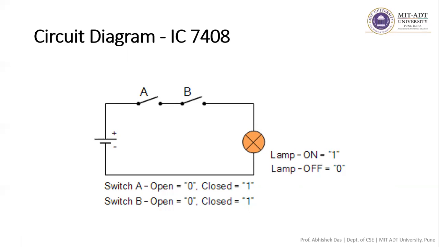So the lamp will only glow when both the inputs or both the switches, that is A and B, are true, like if both of them are on, that is 1, then only the bulb will glow, right? And if any one of them is false, like if A is 0 and B is 1, then the connection will not be complete and the lamp will not glow. And vice versa is also true, right?